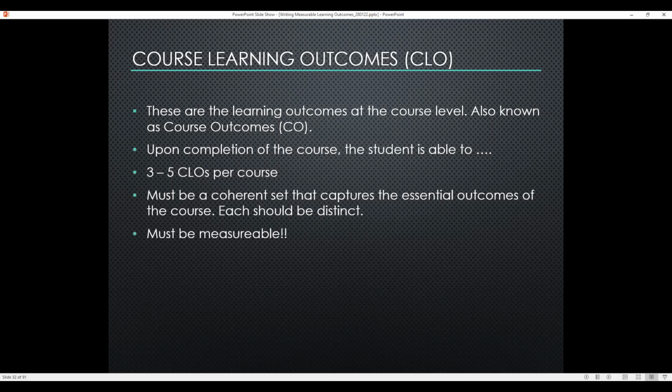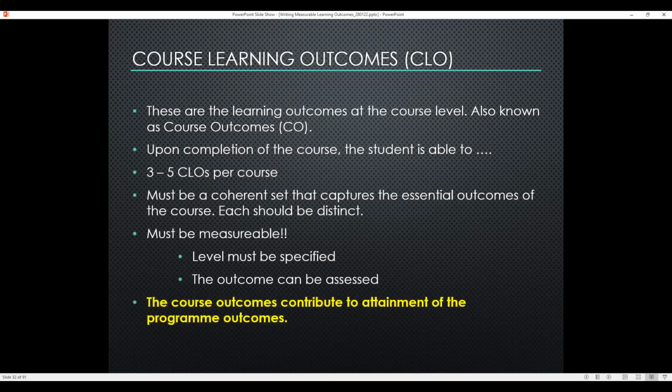Most importantly, it must be measurable, because at the end of the day, remember just now when I showed you that pyramid thing at the bottom. To know students' attainment, you need to run assessments, and that means you need to measure. So if you were to write an outcome that cannot be measured at all, how do you know whether your students achieve or not? Students also don't know, you also don't know, nobody knows. So it's very important to make sure that it's something measurable. And that's what we are going to look at. Measurable means that the level must be specified. The outcome can be assessed.